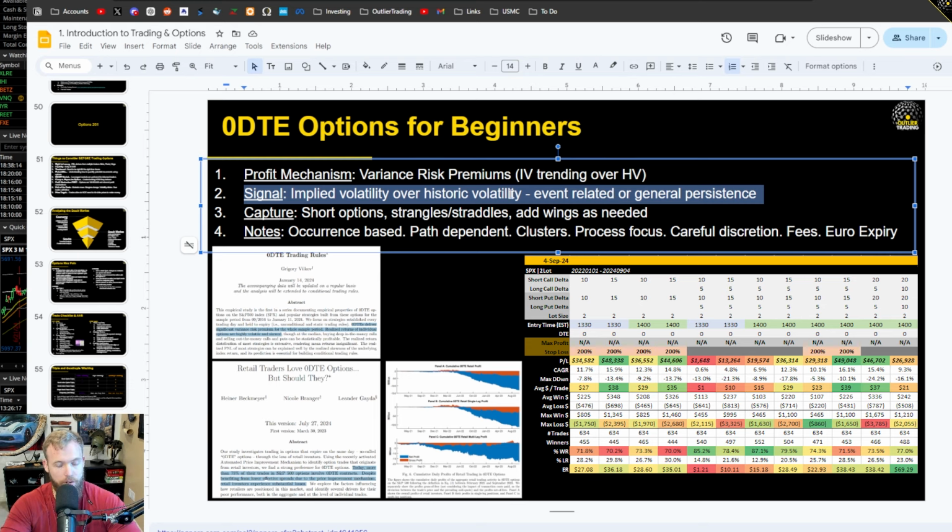Really, the signal and what matters in this case, what we're measuring, is IV over HV. This can happen if implied volatility is high, or this can happen if implied volatility is low. And I'll show that to you.